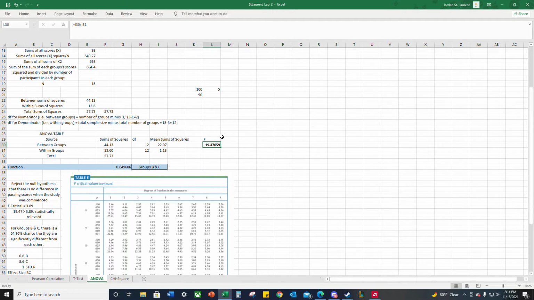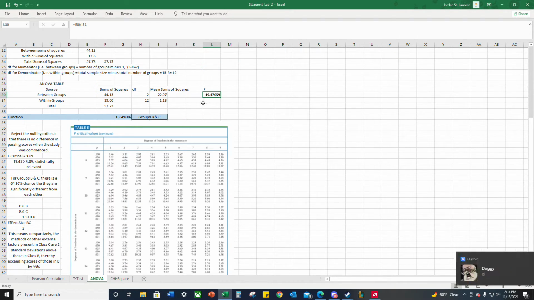Moving forward, going off of the F critical value sheet, we take the degrees of freedom for the denominator, which is described on the left, and the degrees of freedom for the numerator, which is described on the top. We come to the place where they intersect, go to the value of 0.05. That gives us a critical value of F of 3.89, which is the minimum value we need to determine if we can reject or accept the null. 19.47 is greater than 3.89, so not only is it statistically relevant, but we can reject the null hypothesis that there is no difference in passing scores.